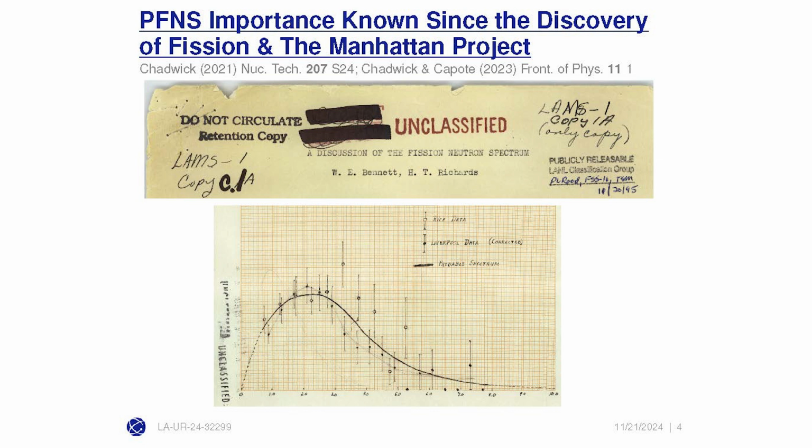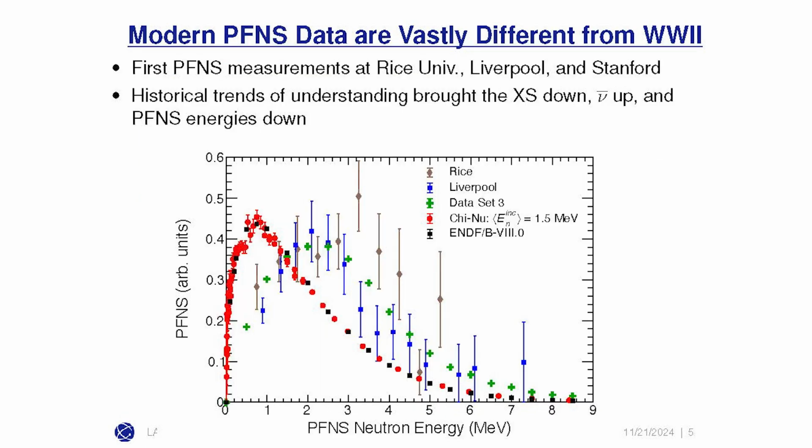Before there were LAUR numbers, like we have to put on all of these Los Alamos documents, there were LAMS numbers, Los Alamos manuscripts. LAMS-1 was uranium-235 prompt fission neutron spectrum measurements. These are some of the earliest measurements, from Rice University in Houston, Texas, and Liverpool University in Great Britain, and a fit to the spectrum drawn by hand here. That's what we thought we knew at the time, and here's what we know now.